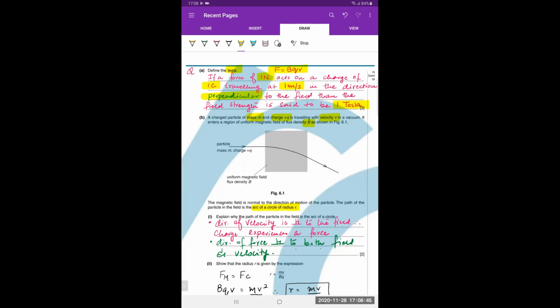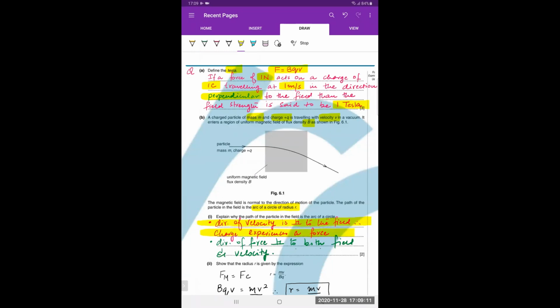In the first part, explain why the path of the particle in the field resembles the shape of an arc of a circle. Please look carefully at the form in which the wording is written. You should divide your answer into two fragments. The first statement should be: direction of velocity is perpendicular to the field. Therefore, the charged particle experiences a force.